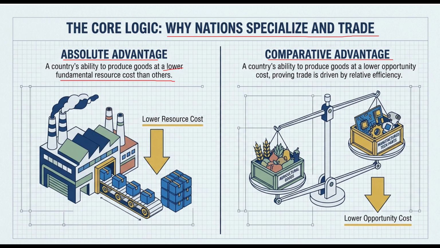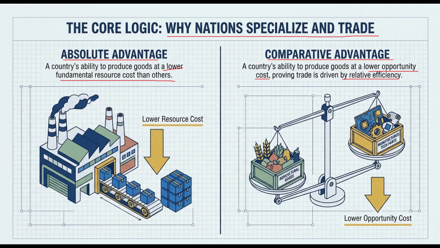And the second one is comparative advantage. What is comparative advantage? A country's ability to produce goods at a lower opportunity cost, meaning trade is driven by relative efficiency. Which means countries benefit by specializing in products they can produce more efficiently relative to others. So this specialization increases productivity and encourages global trade.